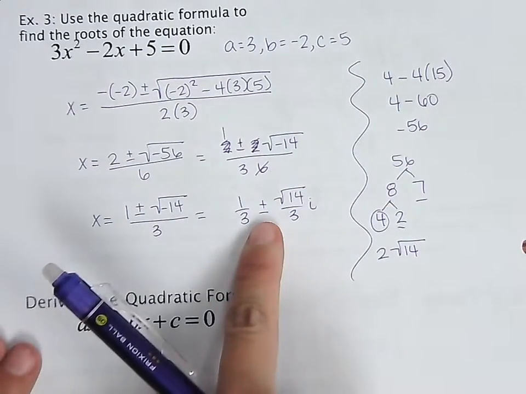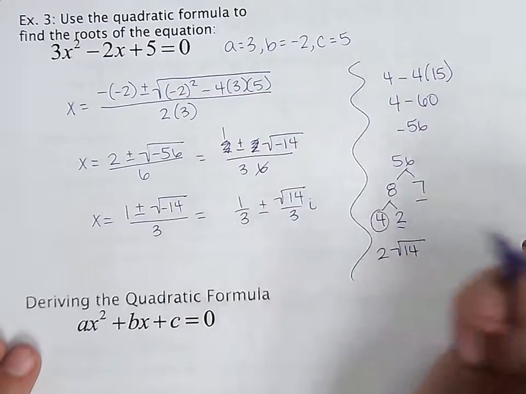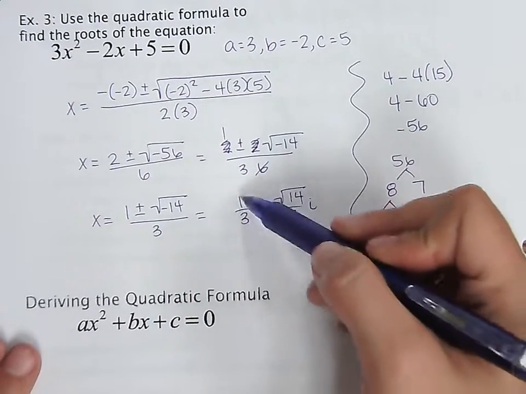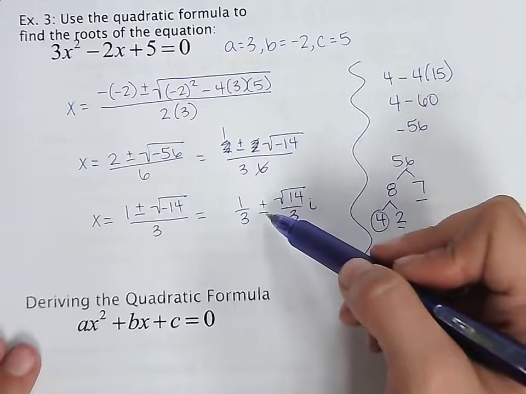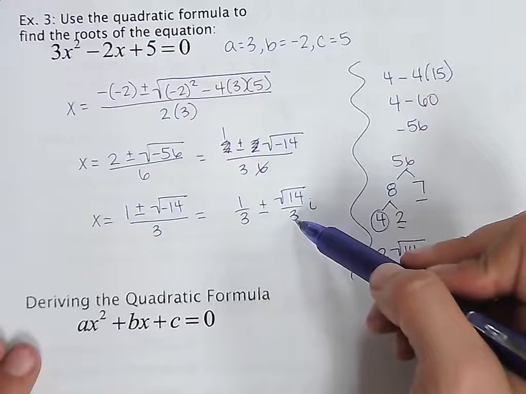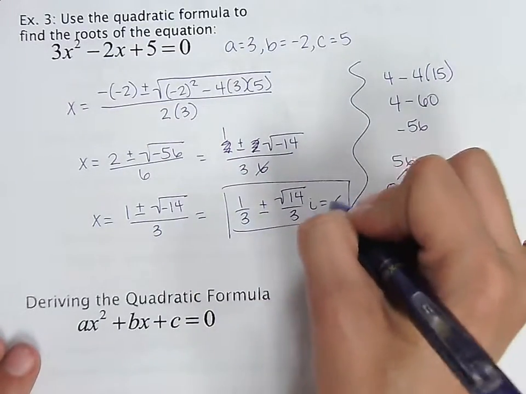I have two answers here, 1 plus, 1 minus. My a term for my standard form, we always write first. The number without the i is 1/3. B term, I have two b terms because I have a positive root 14 over 3 and a negative root 14 over 3. So I can simply write it as this.